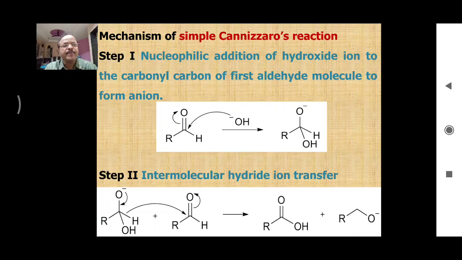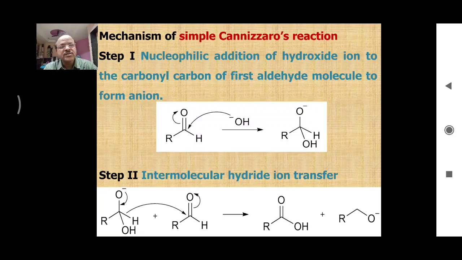Second step of the mechanism is intermolecular hydride ion transfer. So what is meant by hydride ion? H plus is called a proton, which carries hydrogen. In this case, hydrogen carries positive charge. H minus is called hydride ion.